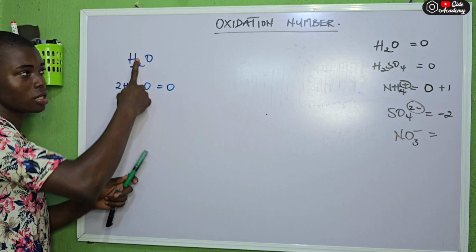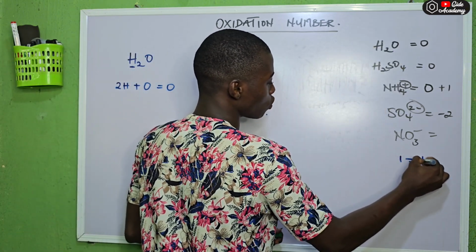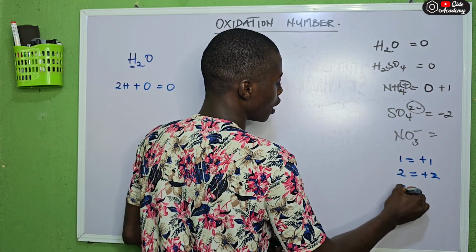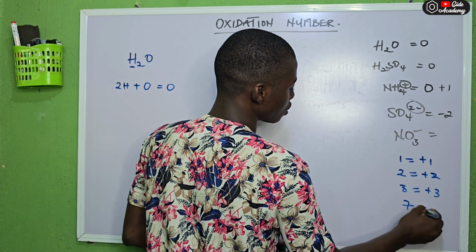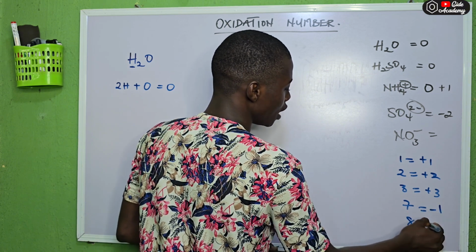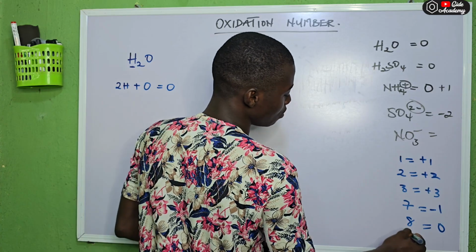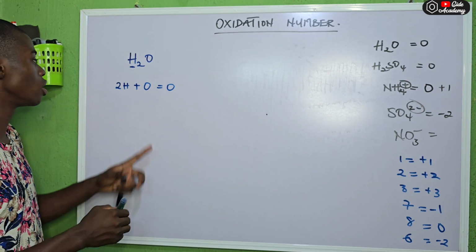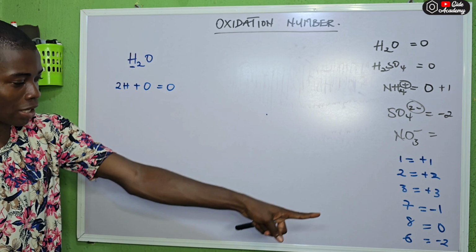Oxygen is in group 6. Let me write: group 1 elements have the oxidation number of +1, group 2 elements +2, group 3 elements +3, group 7 elements -1, group 8 elements 0, group 6 elements -2. So oxygen belongs to group 6 in the periodic table. Therefore, the oxidation number of oxygen is -2.